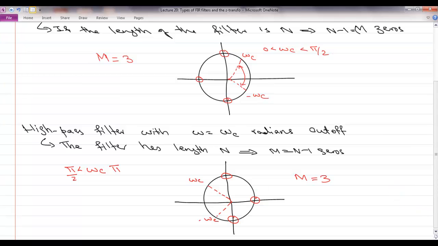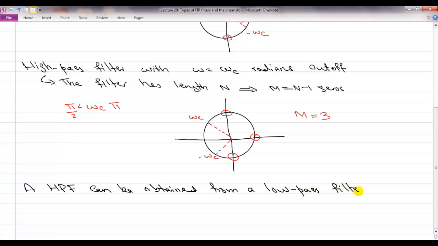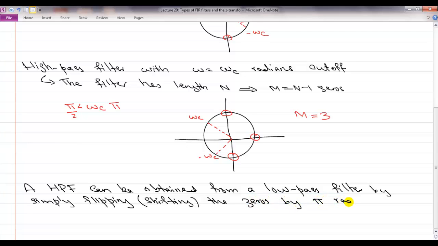So if we want to construct a high pass filter, we can construct it by just starting with a low pass filter. A high pass filter can be obtained from a low pass filter by simply flipping or shifting the zeros by pi radians. You just move all the zeros, they need to be shifted by pi, and you get your high pass filter.